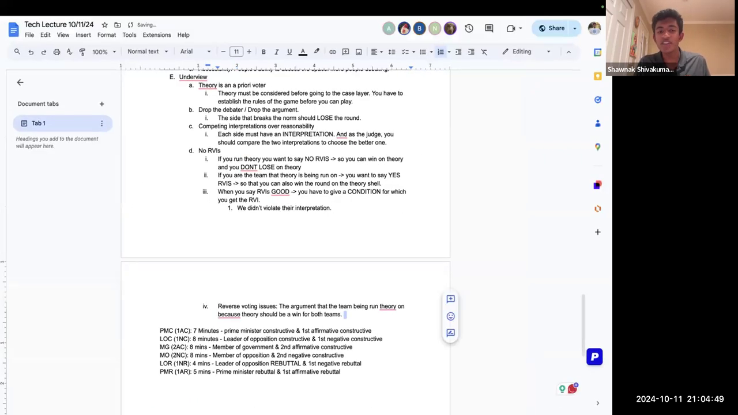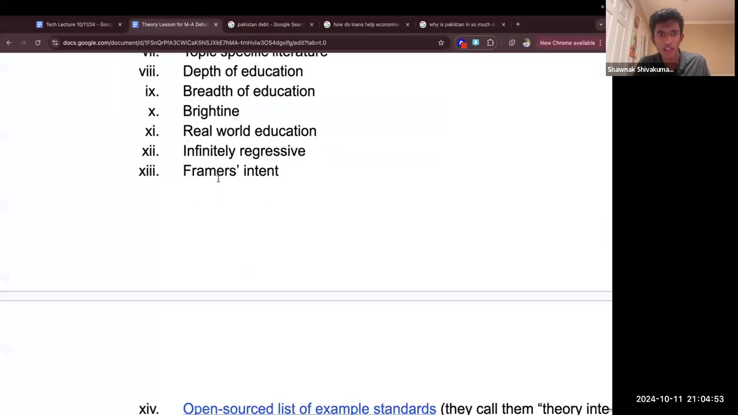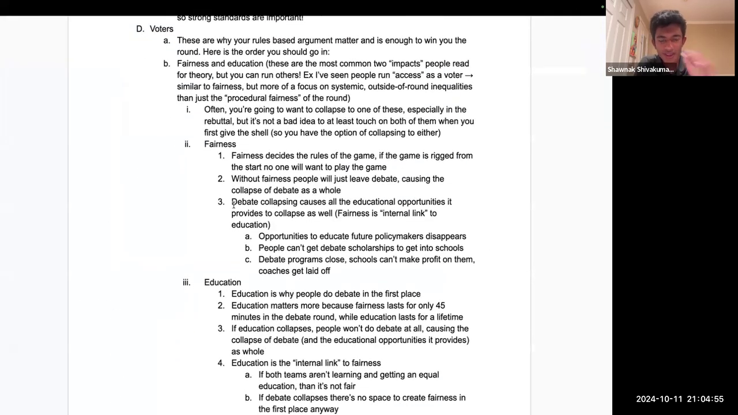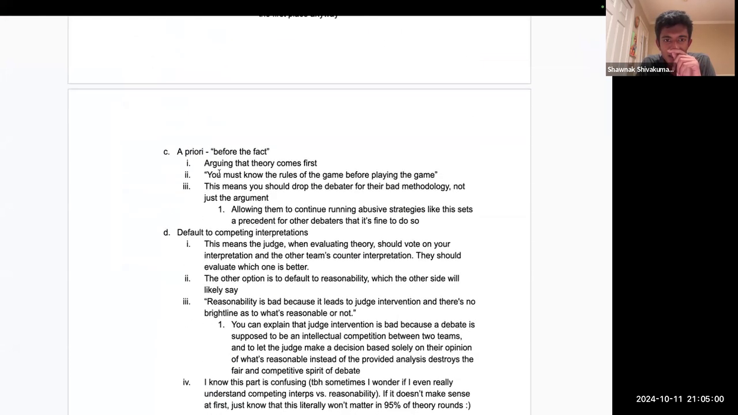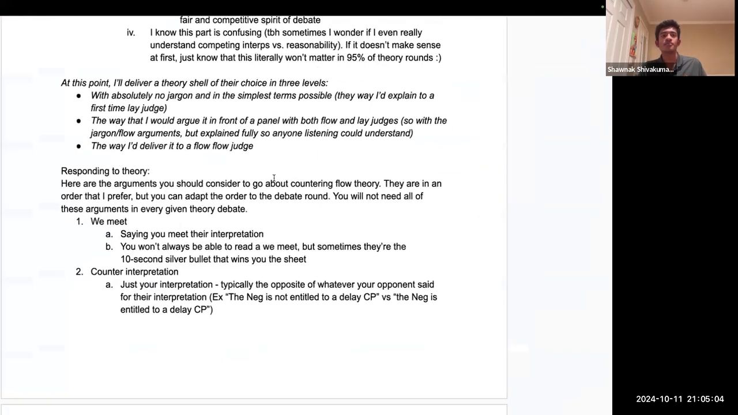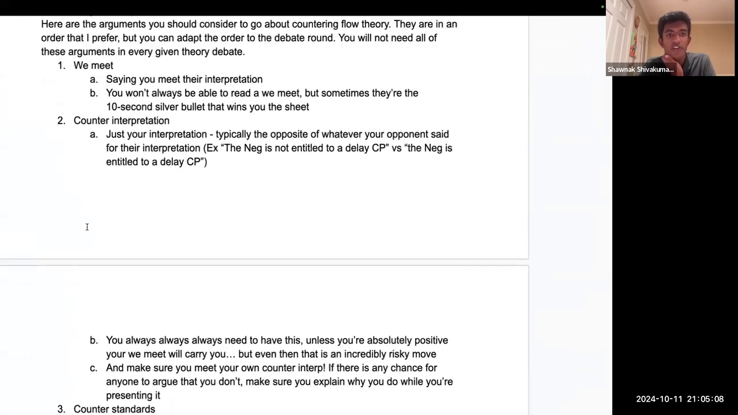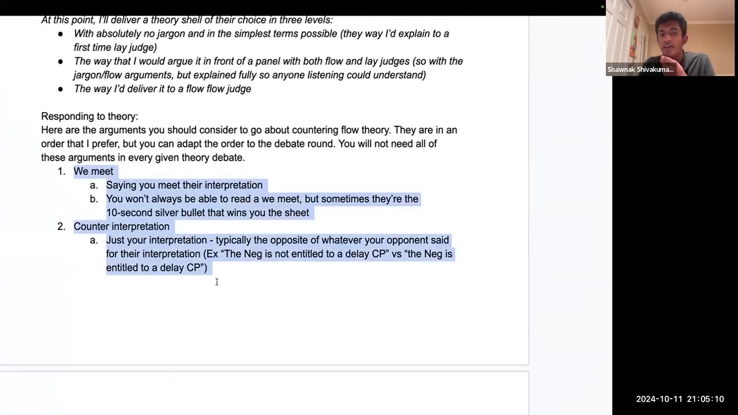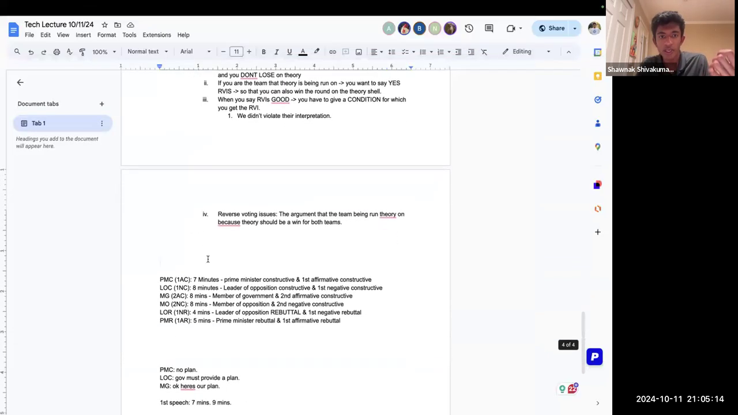Okay, so that's reading theory. Now we'll go to responding to theory. If there's anything else that Katie has here. Yes. Okay, yeah. So responding to theory, there's 2 ways to respond to theory. There's a we meet and there's a counter interpretation. You want to always read both.